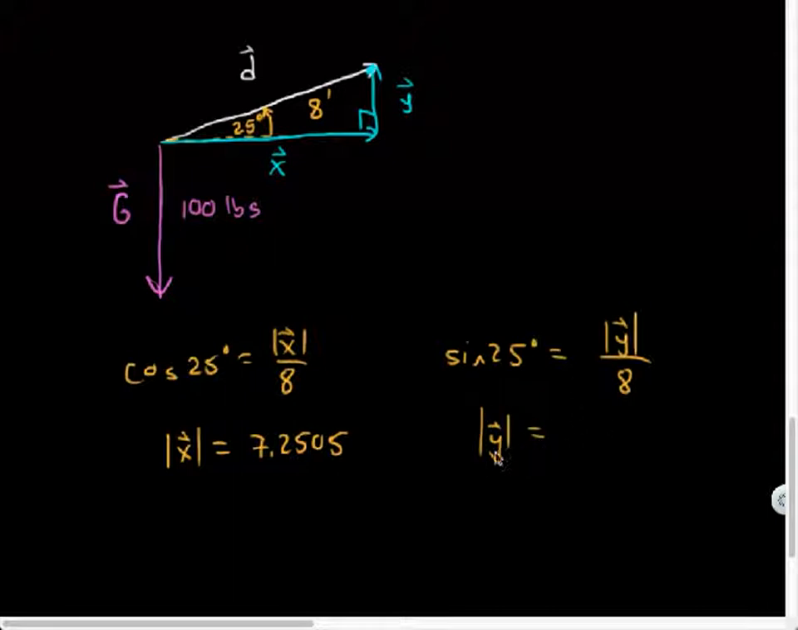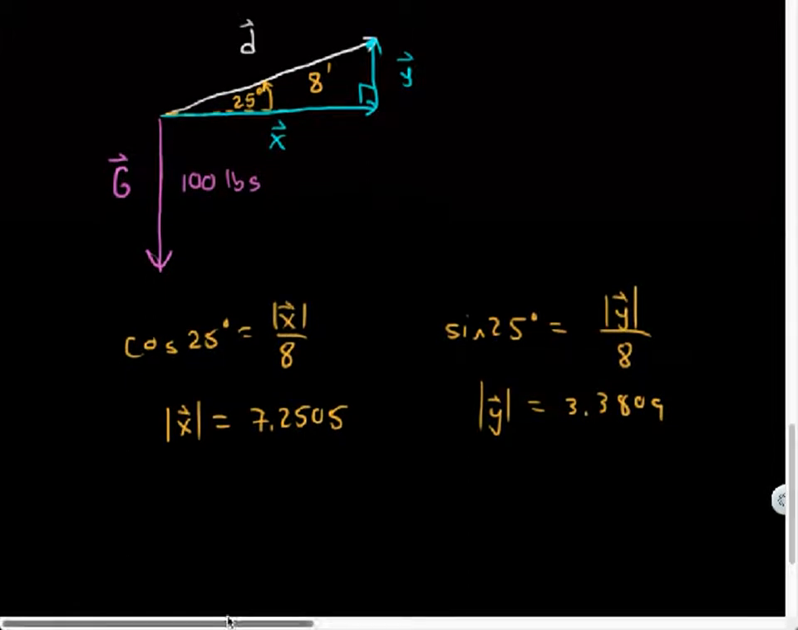8 times sine of 25 is going to be 3.3809. And these are measured in feet and have their directions accordingly, right? So if I wanted to represent this vector d as an ordered pair, that is the vector 7.25, comma 3.38 is the ordered pair for that vector.